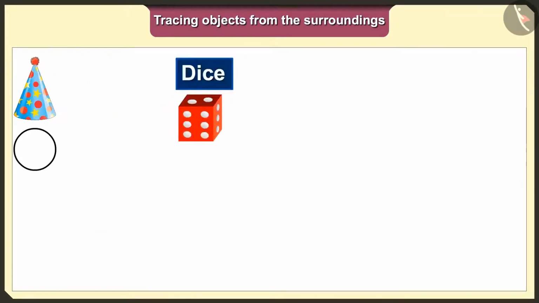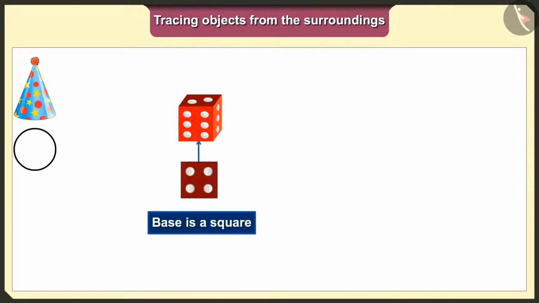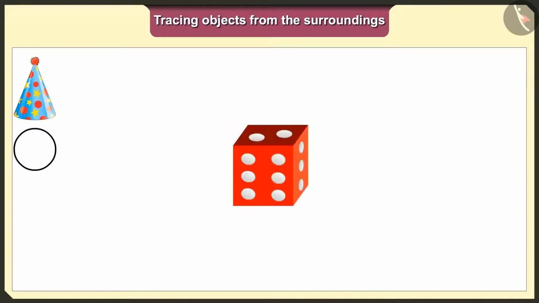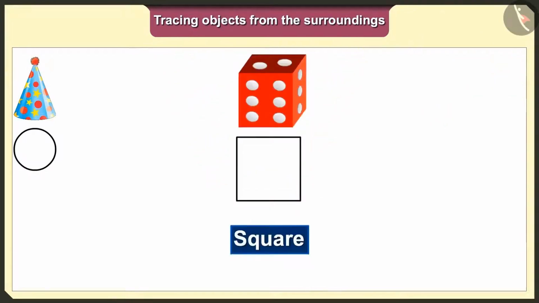Now we will trace the dice. Here, this dice's base is a square. So, we will get square shape when we put it on paper and trace it.